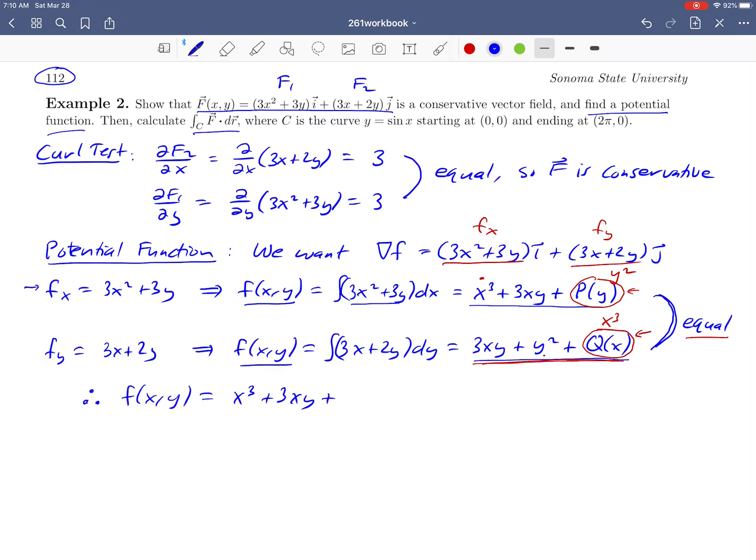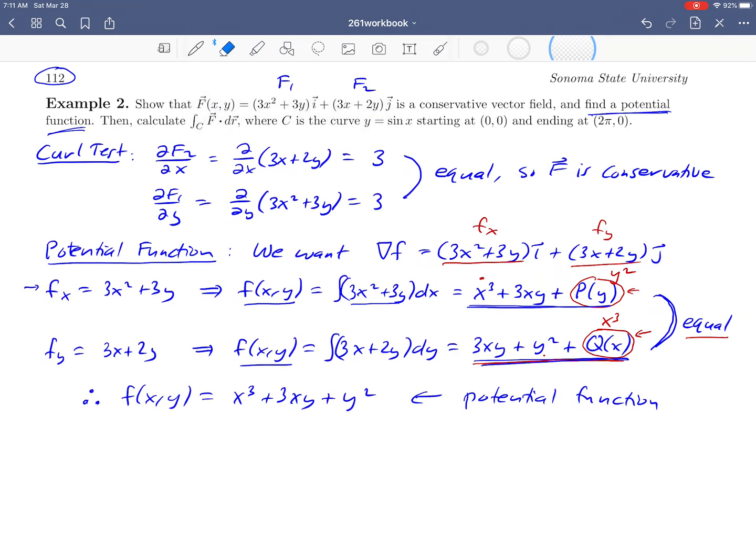We get equality, and that leads us to a final potential function that looks like x cubed plus 3xy plus y squared. That's what both of those two formulas up above are equal to with our choices of p and q. Okay, and if you like, you could maybe pause to confirm that calculation. If you take the gradient of this function f, it should agree with the vector field that we started with. And you can do that if you want, just to confirm that our potential function is correct.